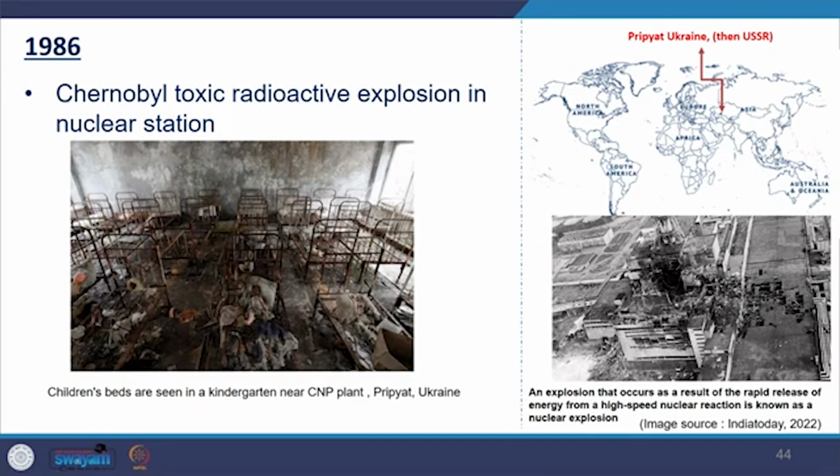So in the same year, 1986, we witnessed the Chernobyl incident. That was about the toxic radioactive explosion in a nuclear station. That happened and that was disastrous, and you can also look at a lot of suggested reading and watching which we have given you for the details. So this also happened, which was again at a very different transboundary level.